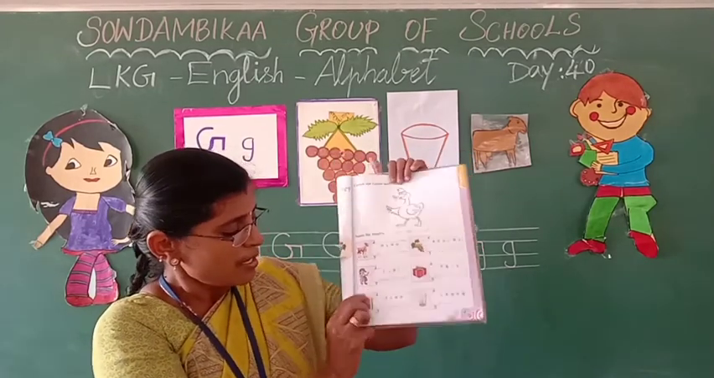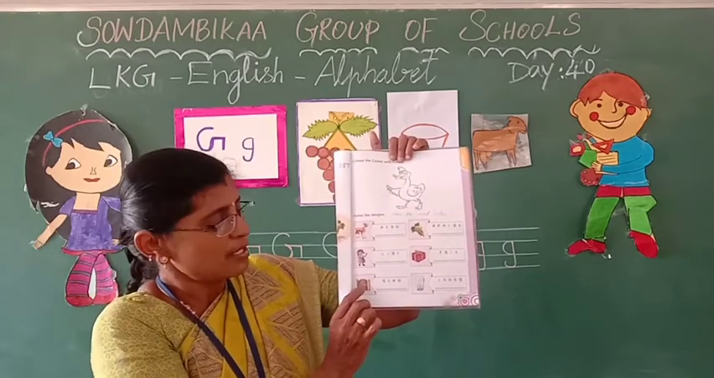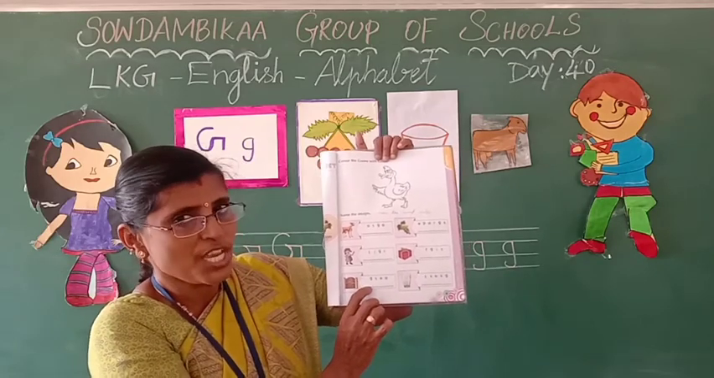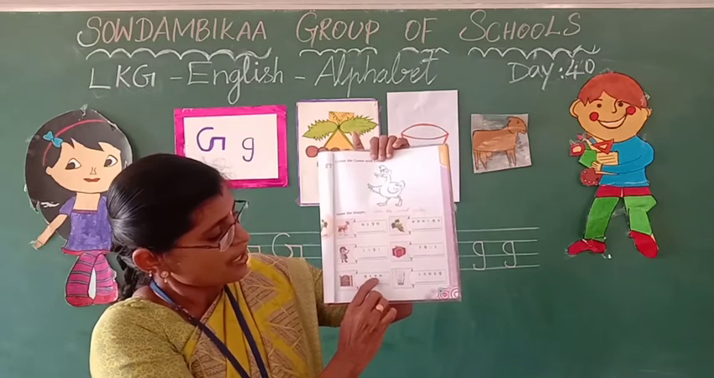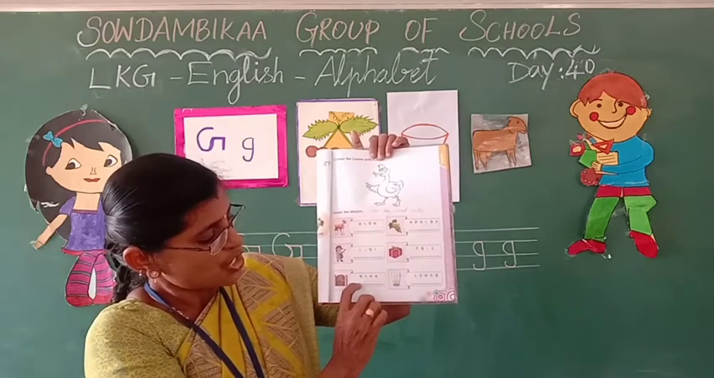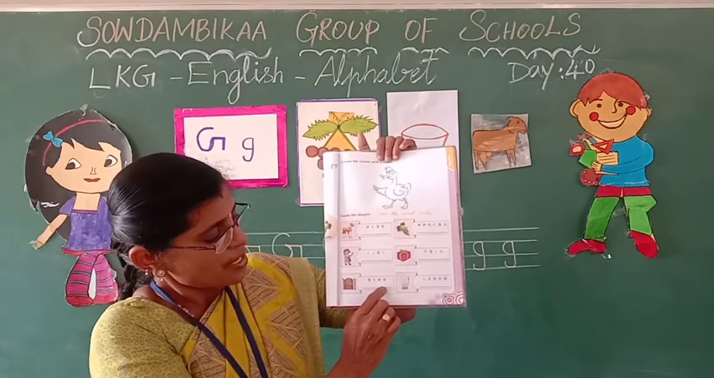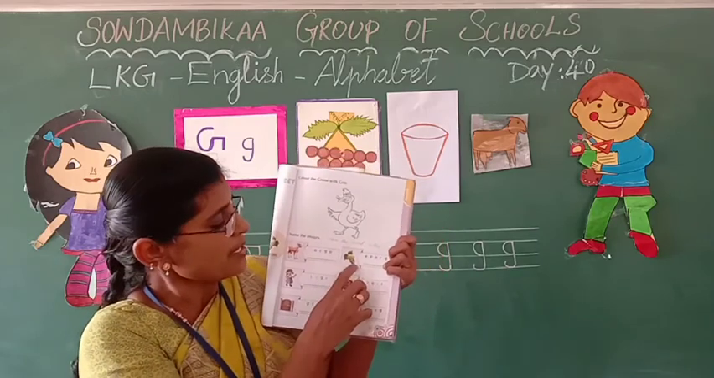Girl. Dear cuties, next third picture, gate. What is this picture? Gate. First letter G, A, T, E. G, A, T, E. Gate.